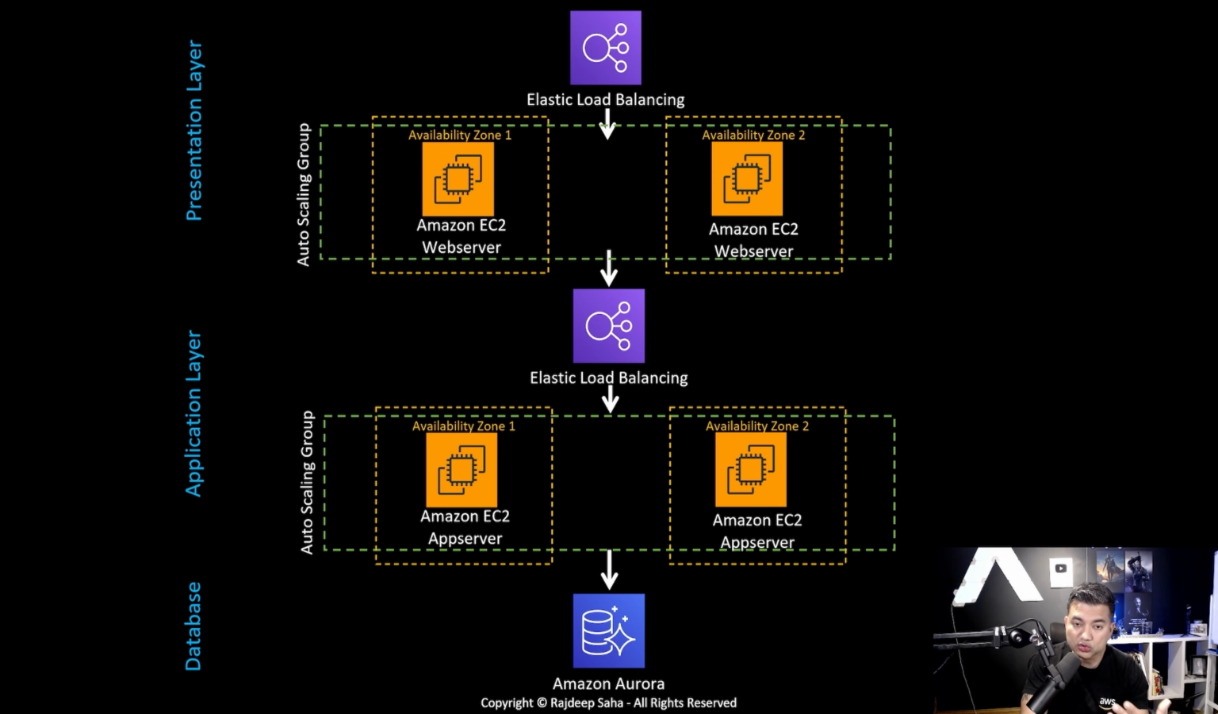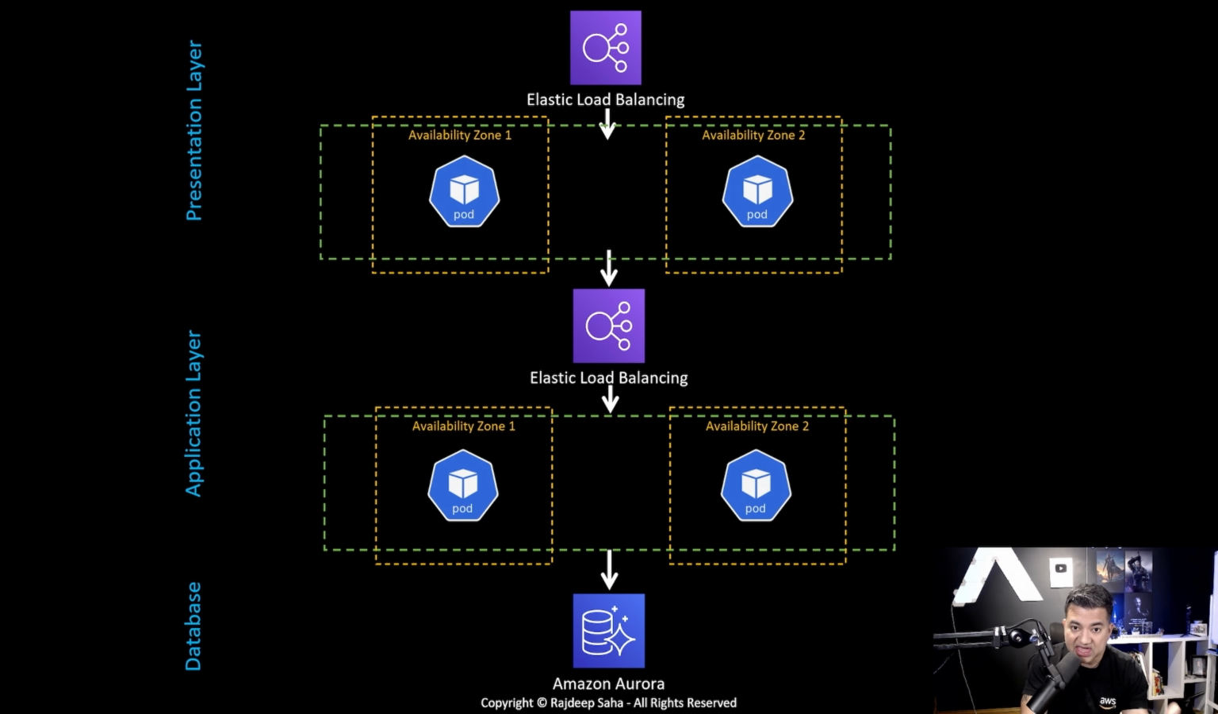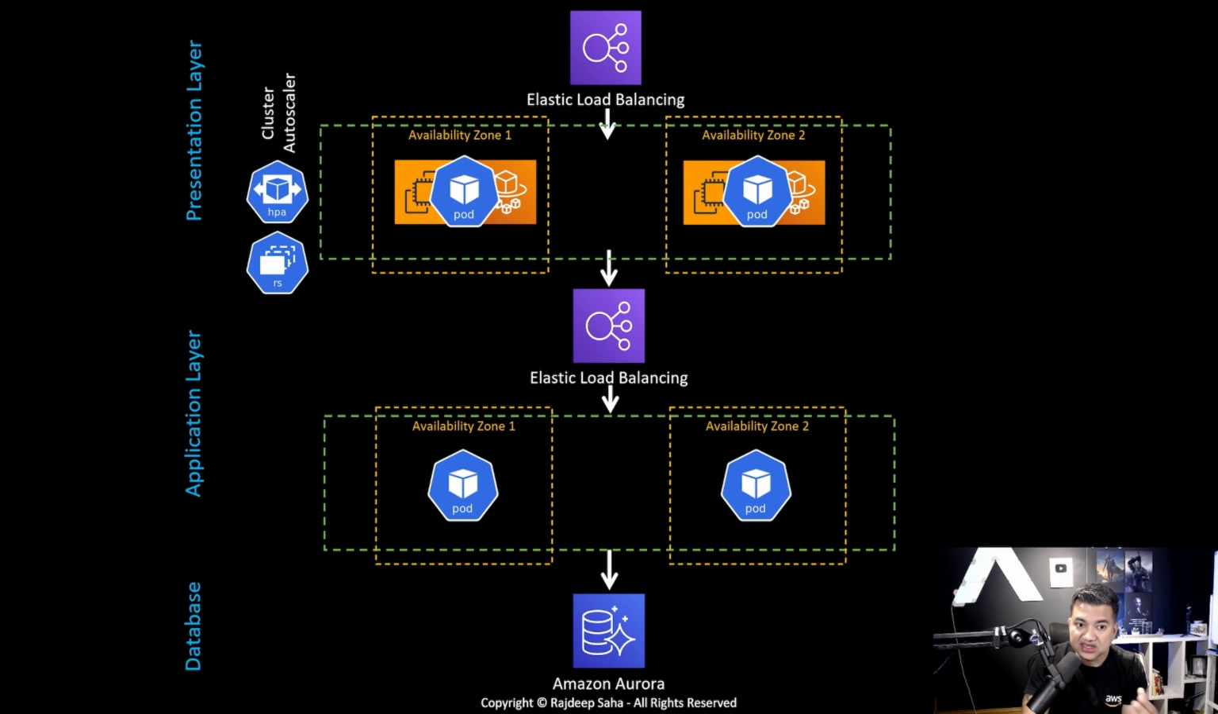So when we go to Kubernetes, your applications run in a container which runs inside pods. And these pods can run inside EC2 or in Fargate. And you scale this using replica set, horizontal pod autoscaler, and cluster autoscaler. I don't want to go too deep on each of these.